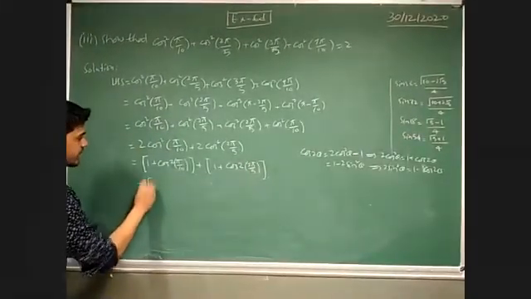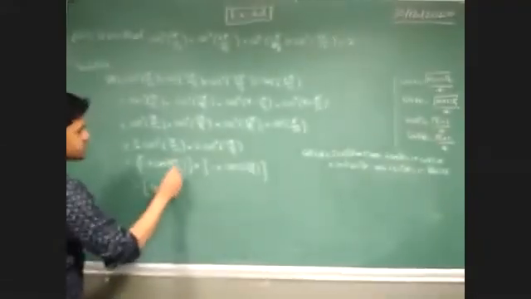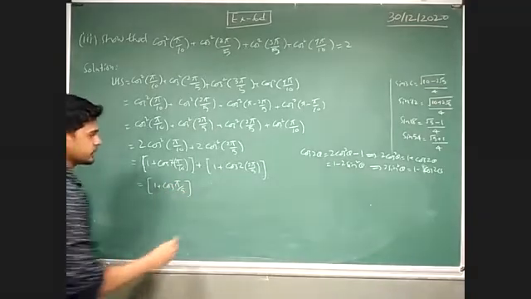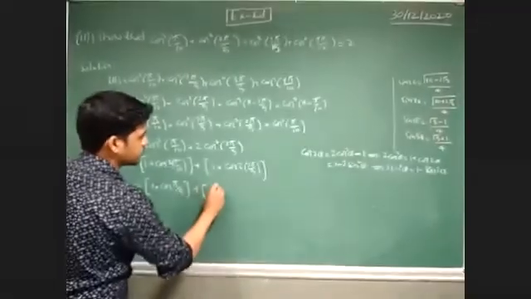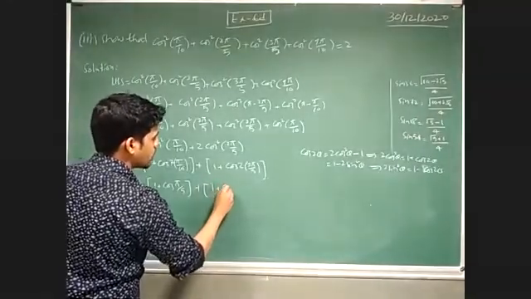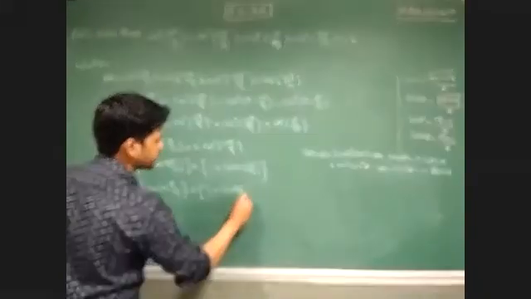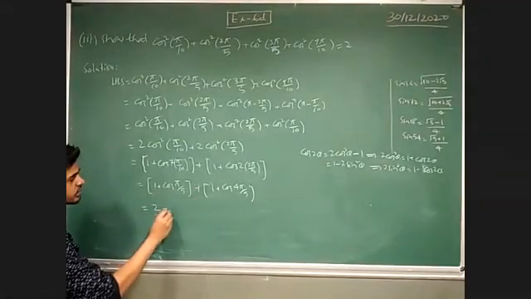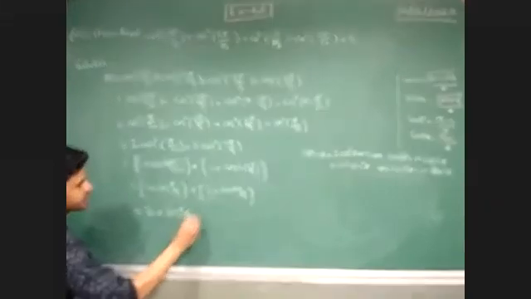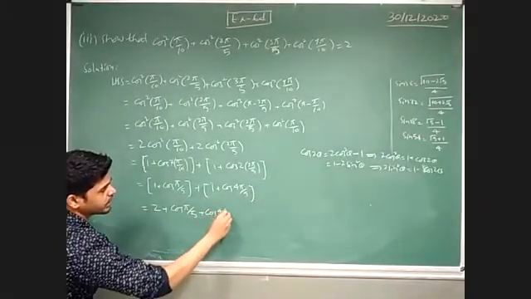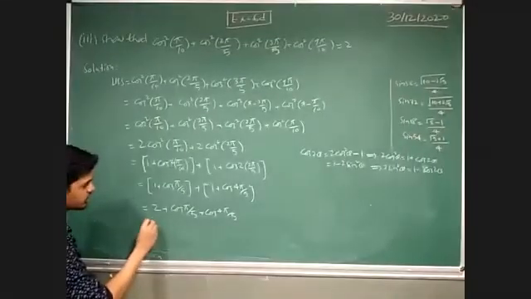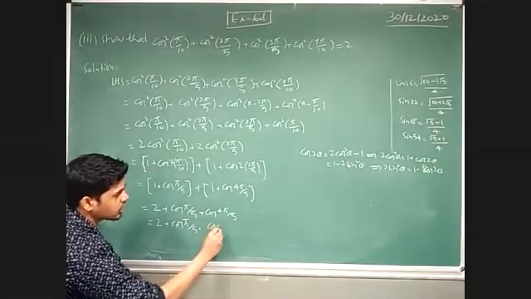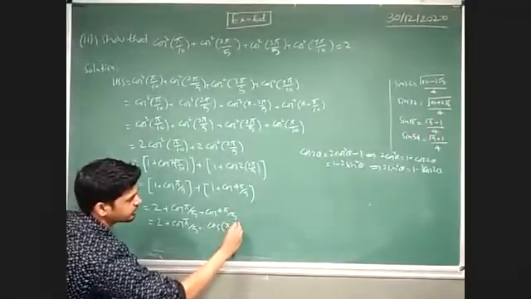Now here I will have cos pi by 5, and here I will have 1 plus cos 4 pi by 5. Okay, just remove the bracket. So here 1 plus 1 will be 2, and here I will have cos pi by 5 plus cos 4 pi by 5. Okay, now 2 cos pi by 5, and I can write cos of pi minus pi by 5.